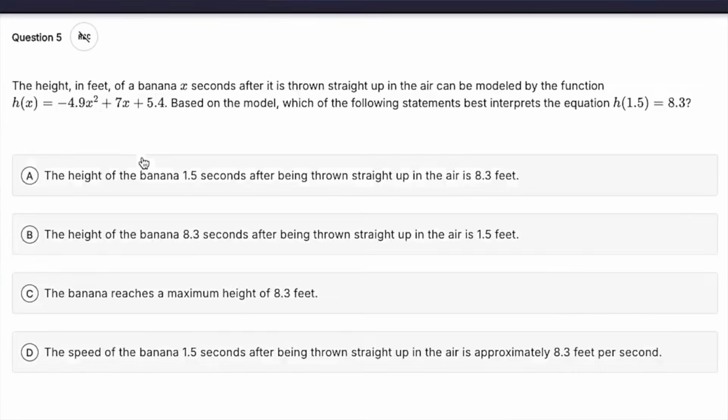If these word problems are breaking your brain, you've come to the right place. In this video, I'll cover the most common types of quadratic word problems on the SAT and how to solve them, starting with a man and his banana.